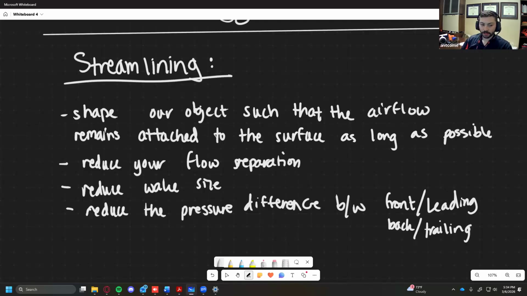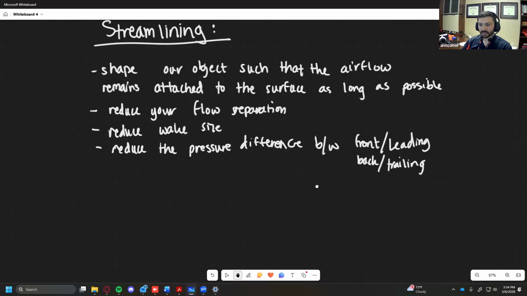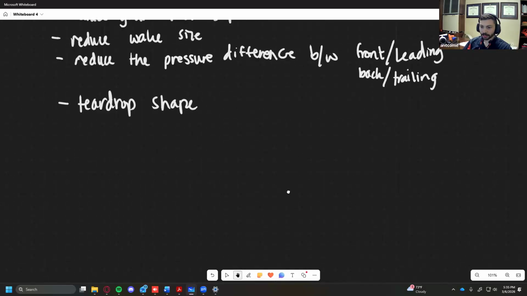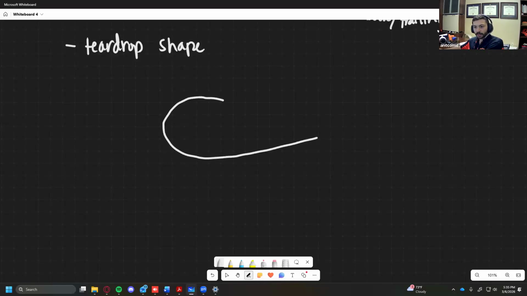So a very classic solution to this is a teardrop shape. So we'll start there with a teardrop shape solution. Let's draw a teardrop. Now I don't have it helping me, so I'll see what I can do. A teardrop might look something more like this. Okay, this is a teardrop shape.